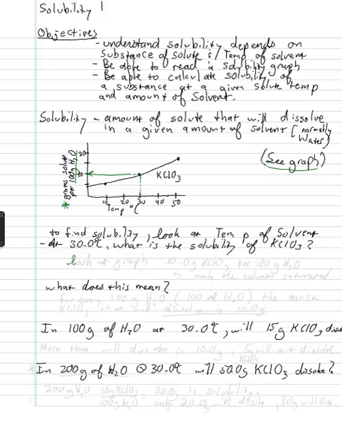We take a look at the graph, and we see that there will be 10 grams of KClO3 per 100 grams of water. And that would make the solution saturated.